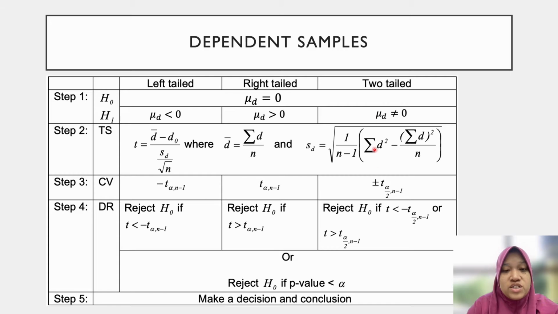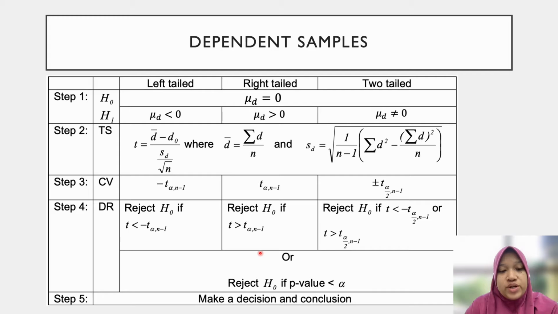Whereas for the two tail test, we have an option for the decision rule. Either we reject H0 if the test statistic is less than the negative critical value, or the test statistic is greater than the positive critical value. Since we have the positive side and the negative side, we will reject when the test statistic value falls in the critical region.